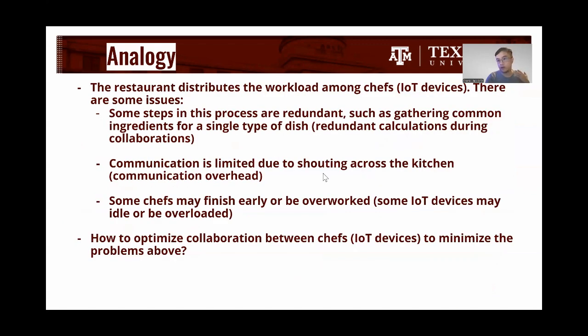So what exactly are the limitations that were mentioned earlier? Some steps in this process are redundant, such as gathering common ingredients for a single type of dish. Not every chef needs to be handling this, so this can be compared to redundant calculations during collaborations. Communication is also limited due to shouting across the kitchen. In this case, this is compared to the communication overhead of the IoT devices. Then, some chefs may finish early or be overworked, and so some IoT devices may be idle or be overloaded. So the question is, how do we optimize collaboration between these chefs, aka IoT devices, to minimize the problems above? And that's our analogy.